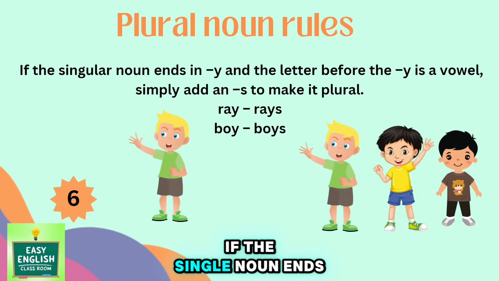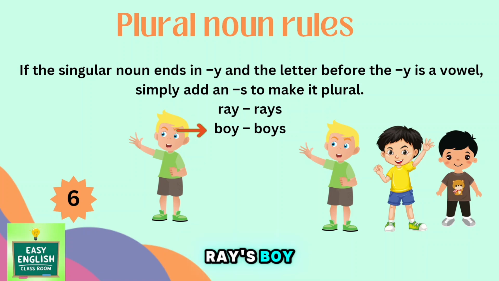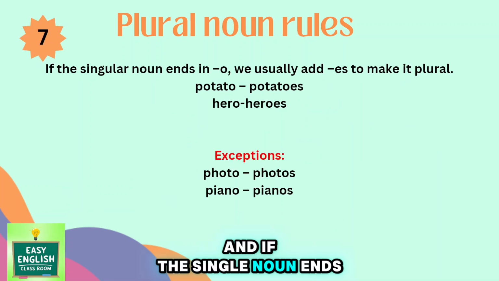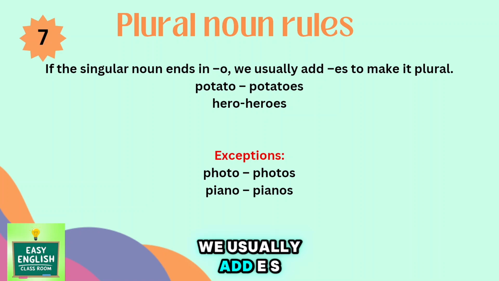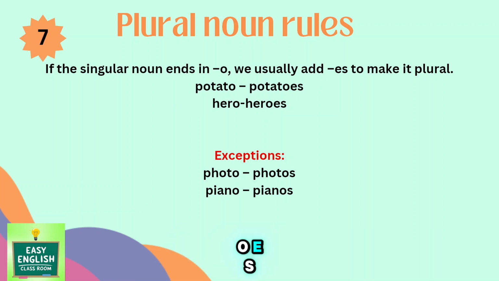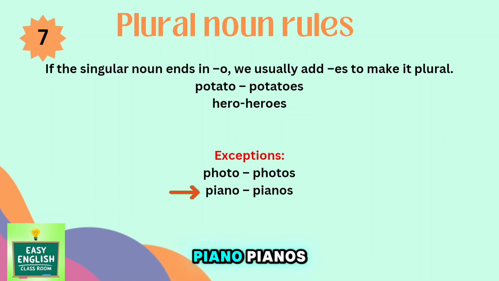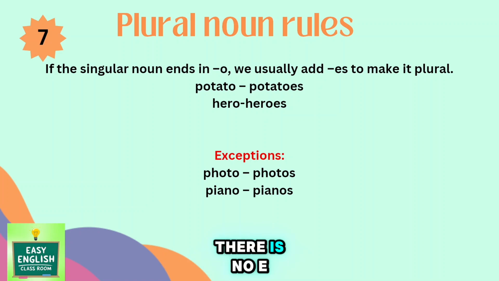If the singular noun ends in y and the letter before the y is a vowel, simply add an s to make it plural. For example, ray becomes rays, boy, boys. And if the singular noun ends in o, we usually add es to make it plural. For example, potato, potatoes. Hero, heroes. There are some exceptions, for example, photo, photos, piano, pianos, and as we can see, there is no es for these plural nouns.